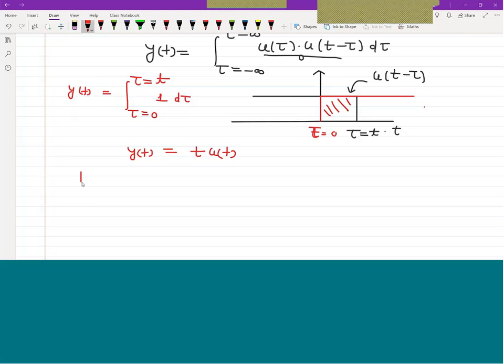Let's take one more example just to remember this idea of convolution. Let's say x1(t) is given by e to the power minus 2t, and x2(t) is given by e to the power minus 3t into u(t). We are interested in convolution of these two functions. So let's start.